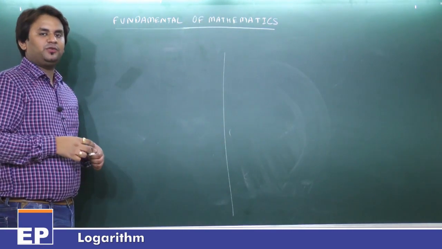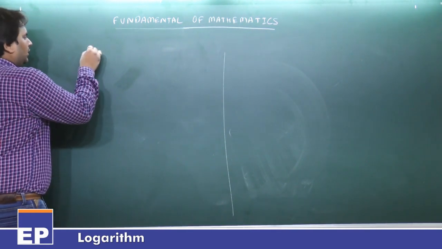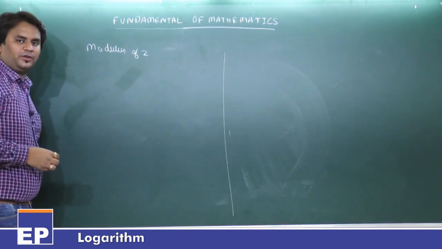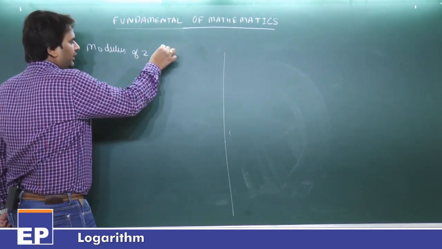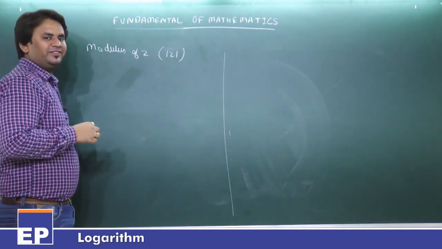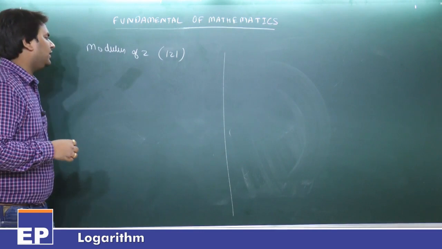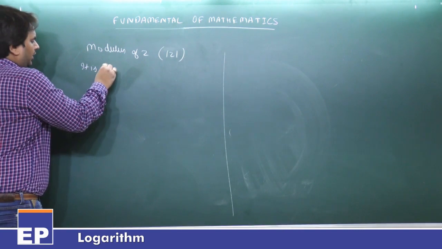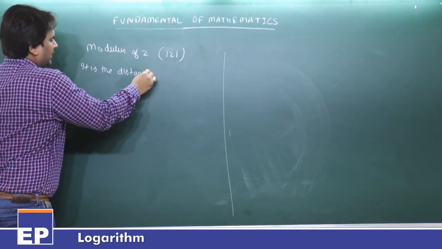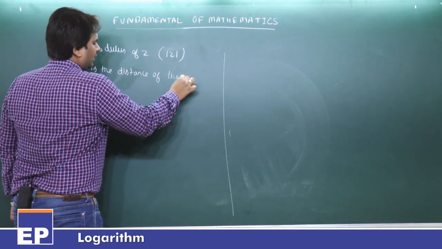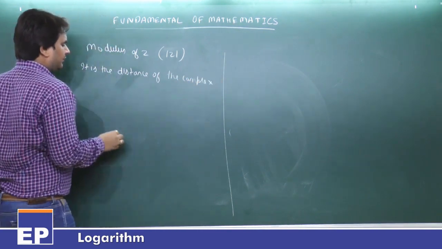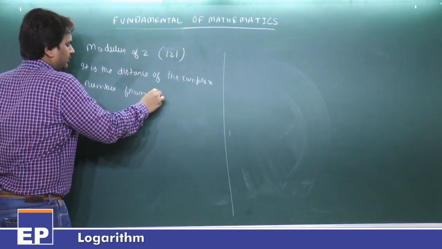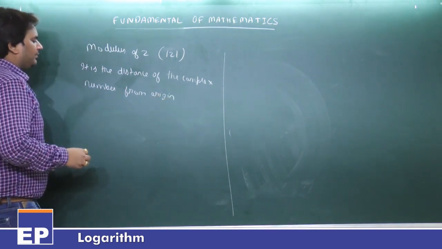Next thing that we have to study in complex numbers is the modulus of z, and modulus of z is given by the symbol mod of z. What is the meaning of modulus of z? It is the distance of the complex number from origin.